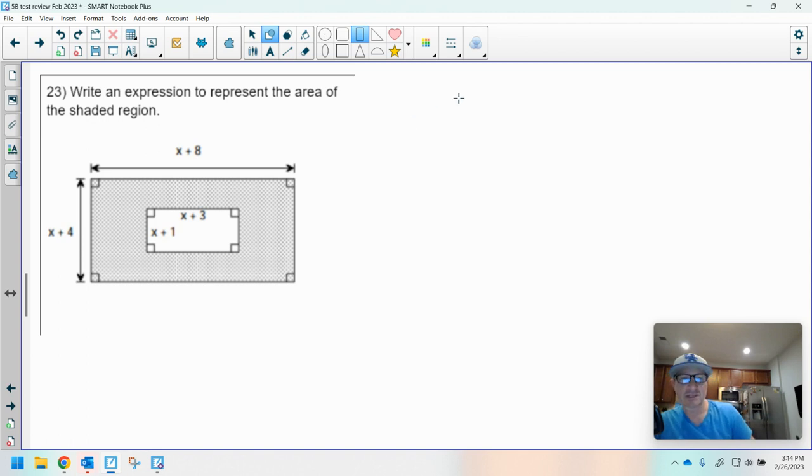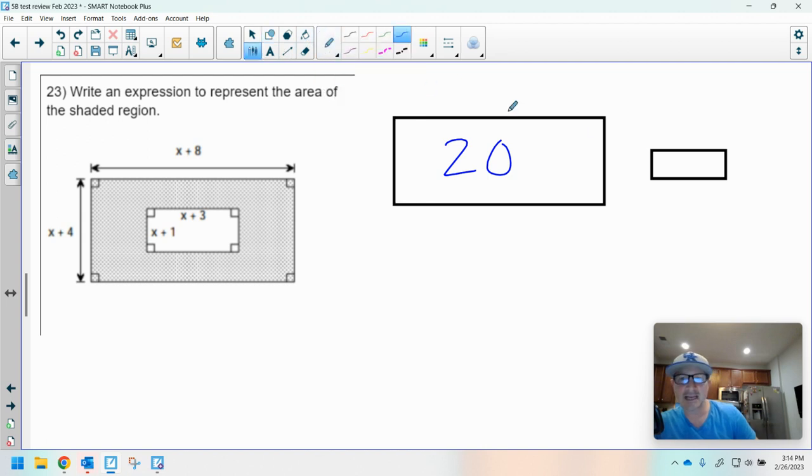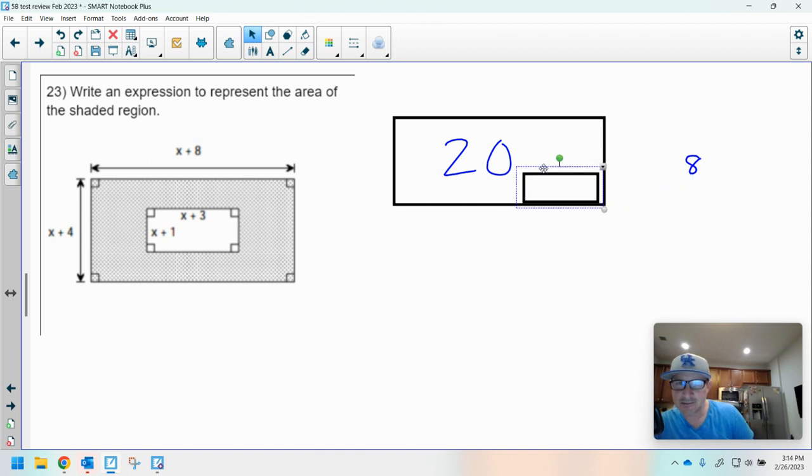All right, so let's kind of compare this to something else. You got a big rectangle. And let's say the whole area of this rectangle, everything in here, is 20. The whole area is 20. And let's say you had another small rectangle over here, and the area of this guy was 8. And now let's put this guy inside the other guy. Let's put the 8 with it.